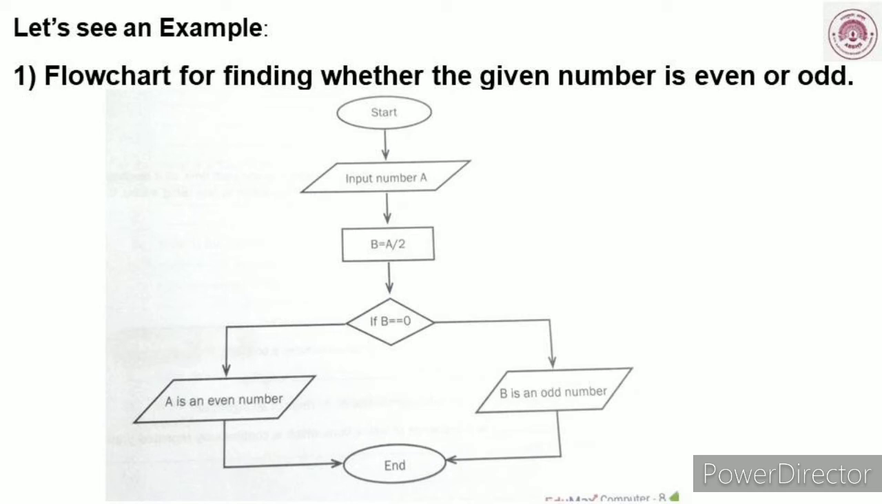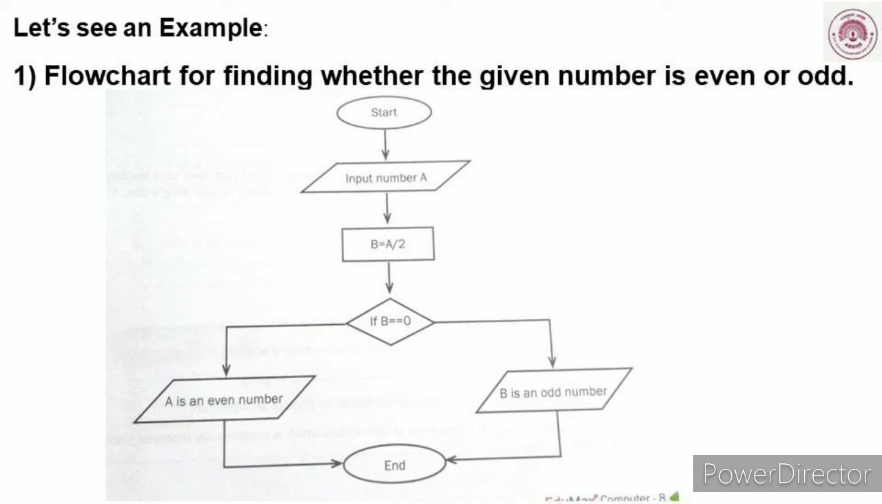Once the program starts, then we have drawn a parallelogram wherein we have written input number A. Now that was the input box or output box is drawn with the help of a parallelogram. Next, we have drawn a rectangle where we have processed that number A. We've written there B is equal to A divided by 2. Now this is the process which we are going to do to find whether the number is even or odd.